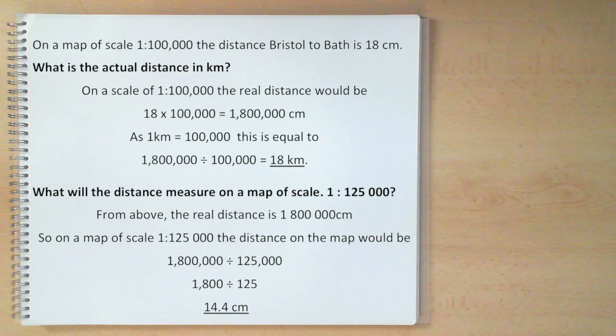So you can see that as we increase the scale, so we increase that second number in the unitary ratio, we decrease the distances that we're going to actually draw on our maps.